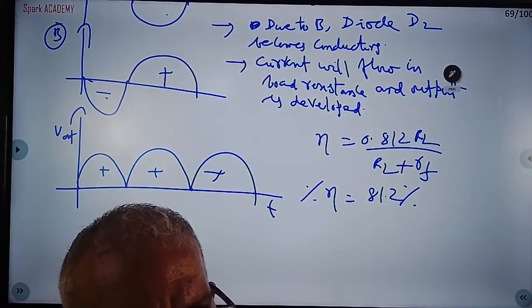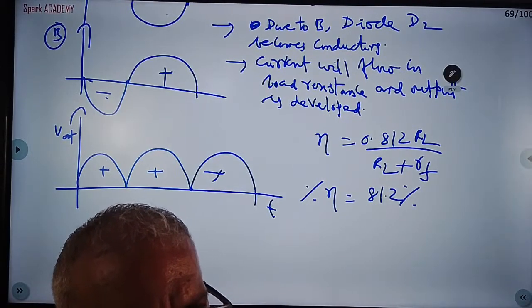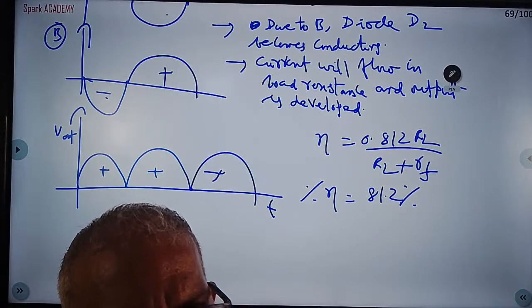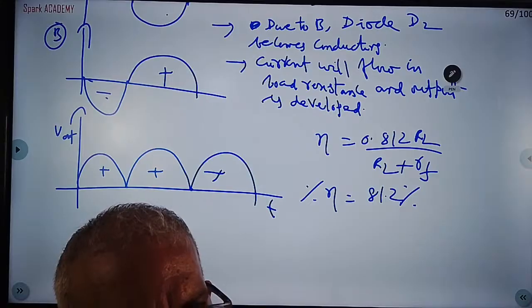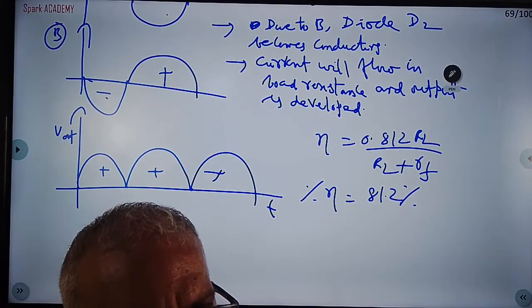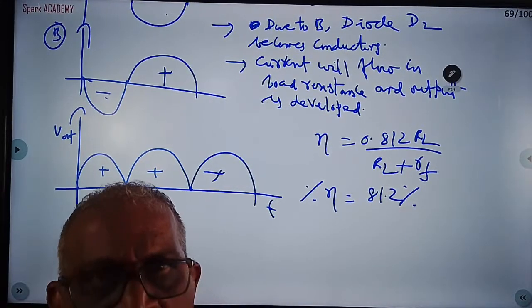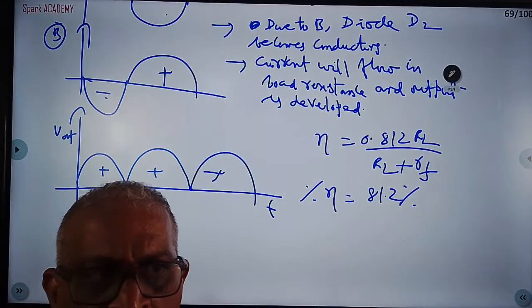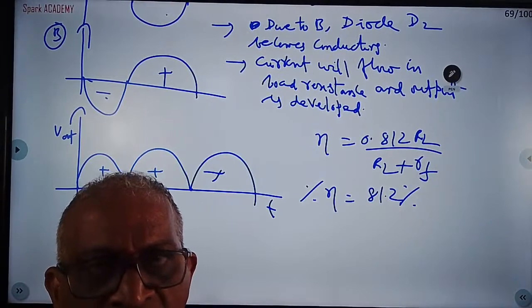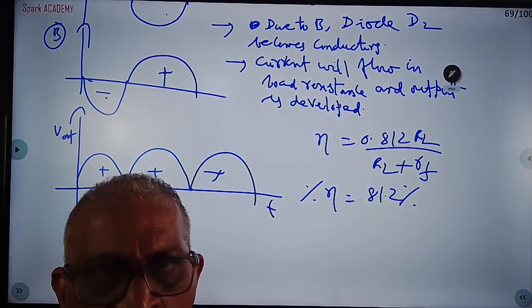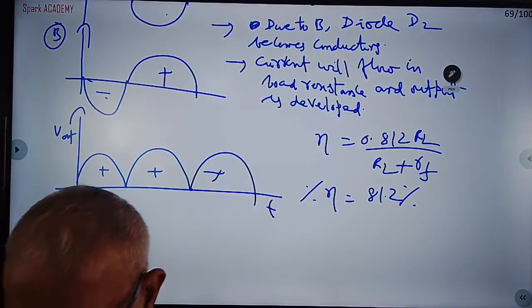Next, when negative is given to A, positive will automatically be given to B, then diode B will conduct. Whenever positive is given to B, negative is given to A. When positive is given to A, negative is given to B. Because of this, only one diode at a time will be conducting, but both the diodes will conduct in a cycle. The current will go in the same direction, and output voltage will be developed.